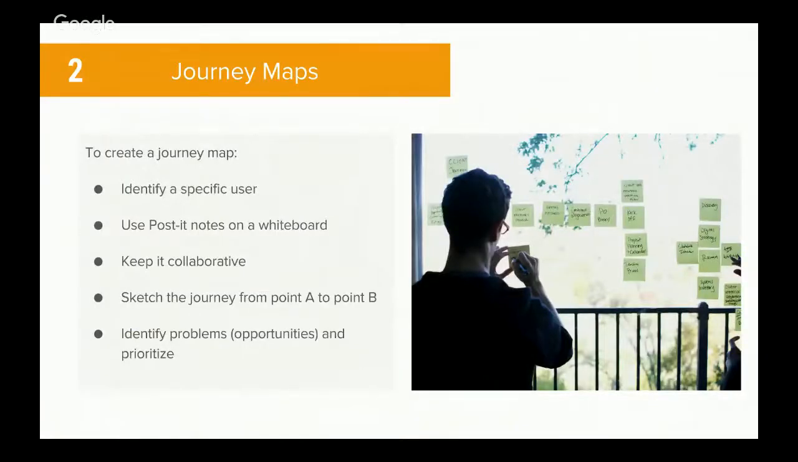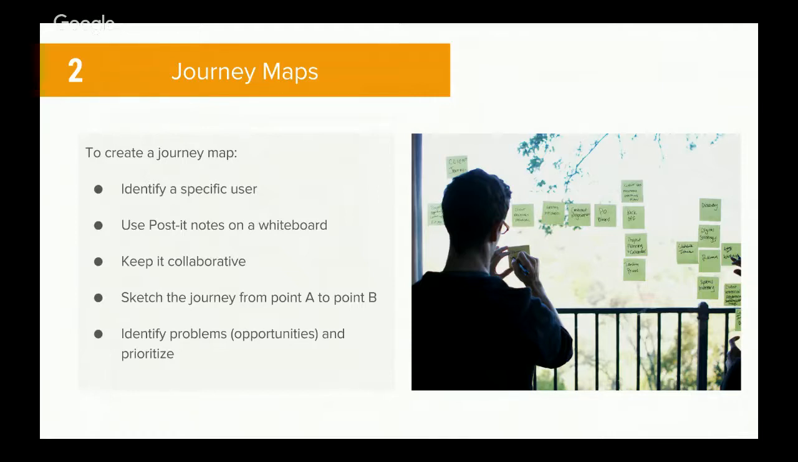When you're creating a journey map, you want to get your team together around a whiteboard, and you want to make it a collaborative exercise. And you'll pick a specific user whose journey you want to map. It's good to have a facilitator moderate and ask the team questions as you put together all the pieces, the timeline, the touch points, the channels, the emotional highs and lows.